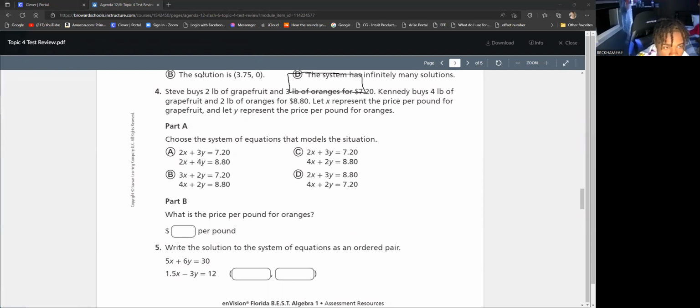Oranges is which variable? What's your question? Per pound everything. What is the price per pound for oranges? So we said it was this one right here, right? What is that asking you to solve for? X or Y? Why? Okay, solve this one for Y. The question is, what's Y there? How are we going to solve that? Solve it the easiest way. What's the easiest way?